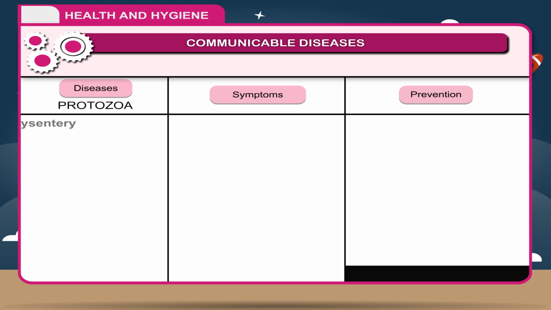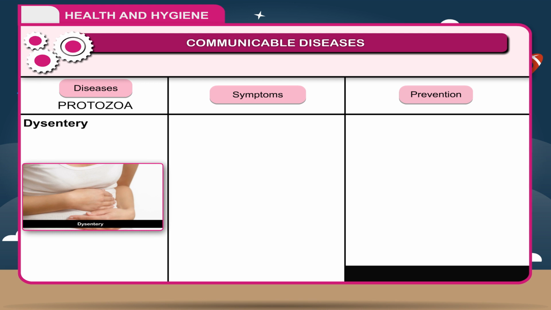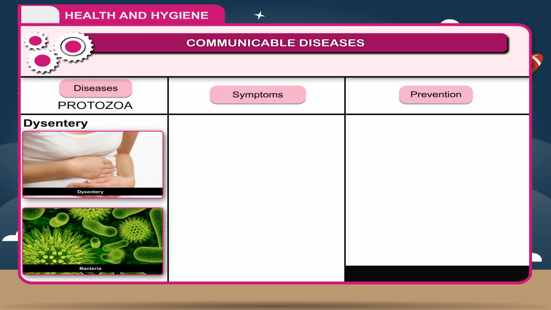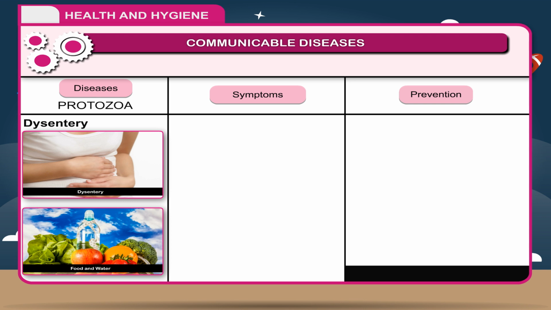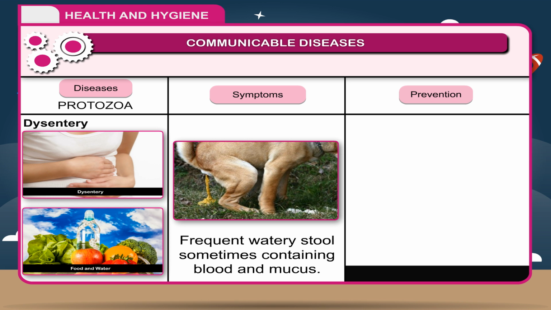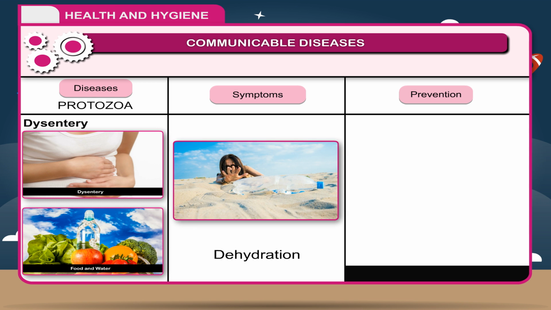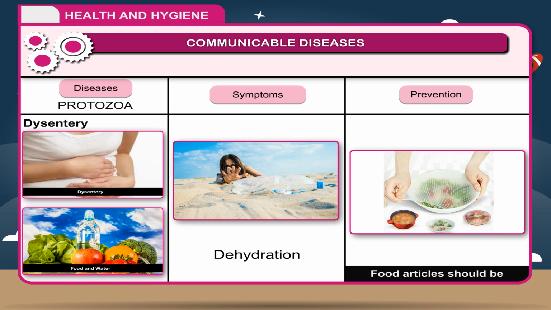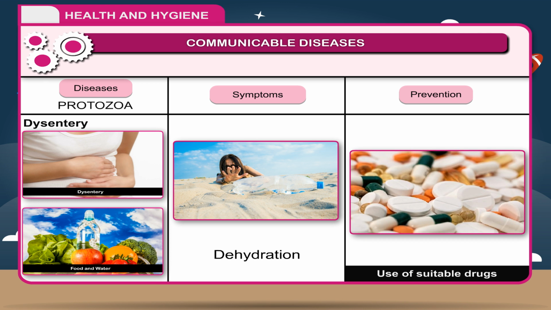Protozoa. Dysentery. Acute and chronic disease of the large intestine of humans, caused by amoeba or some bacteria. Spreads through contaminated food and water. Frequent watery stools sometimes containing blood and mucus. Dehydration. Proper sanitation. Food articles should be covered from dust and flies. Use of suitable drugs.